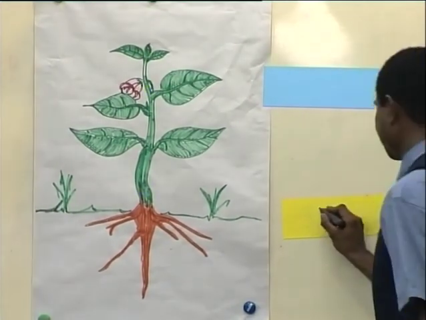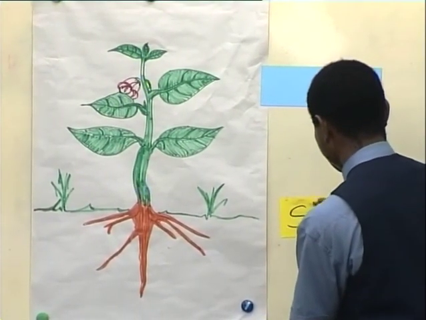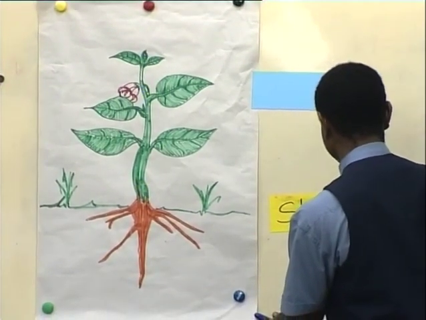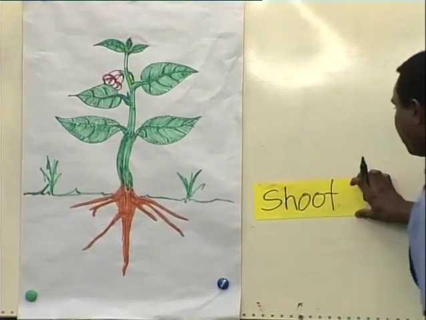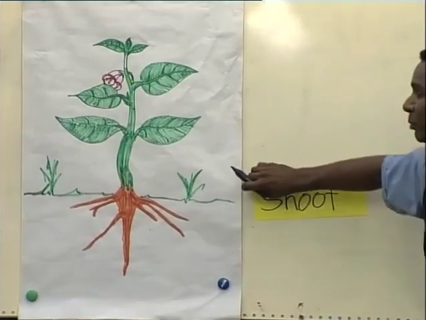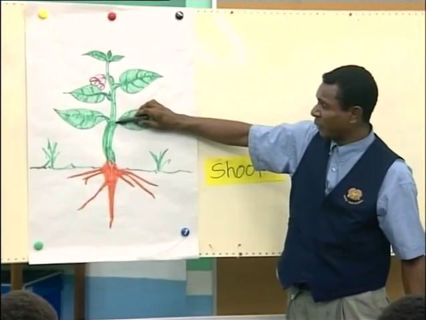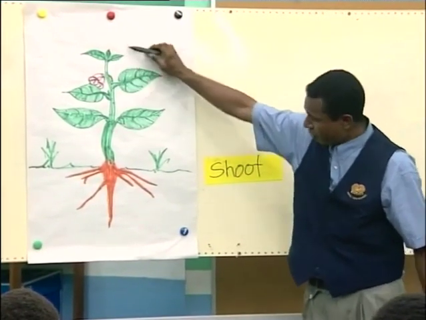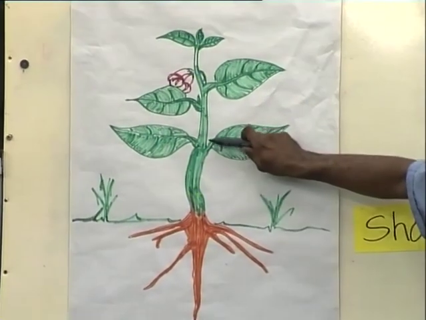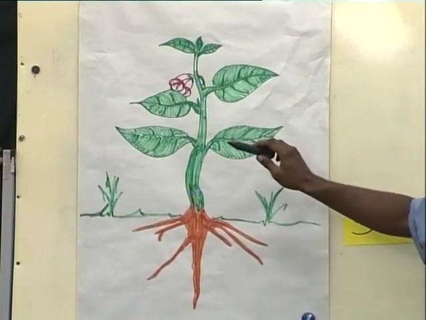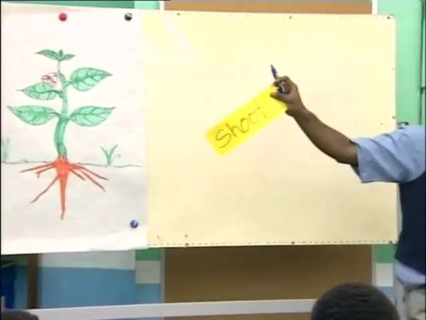Where is the shoot? From which part of the plant to which part of the plant? From this tip to this middle part, or from this tip to the flowers, or from the tip of the flowers to the ground level, or from the roots to the first leaves, is the shoot? Place this on the correct place.